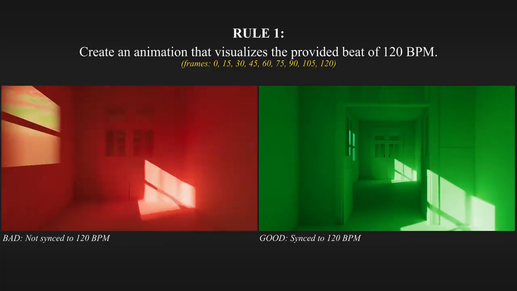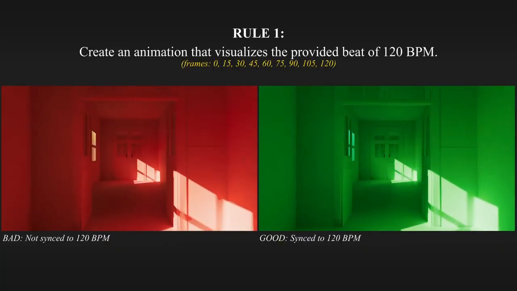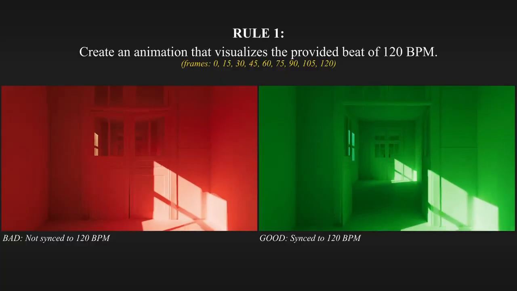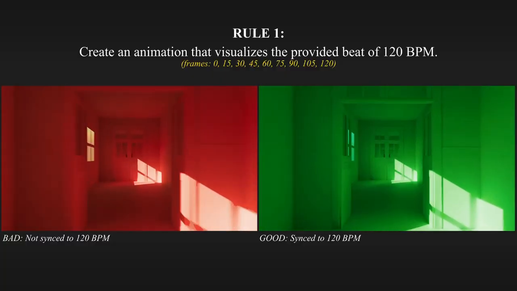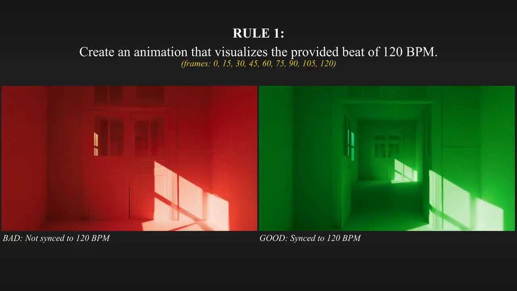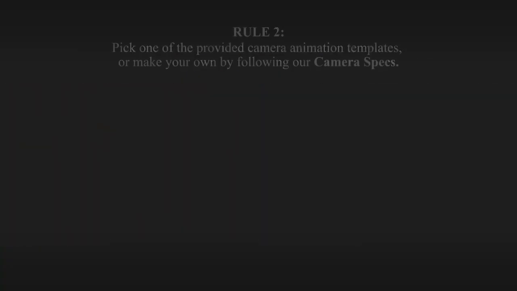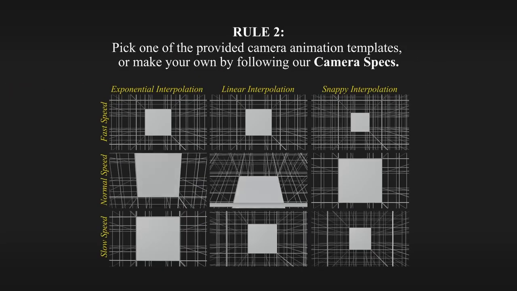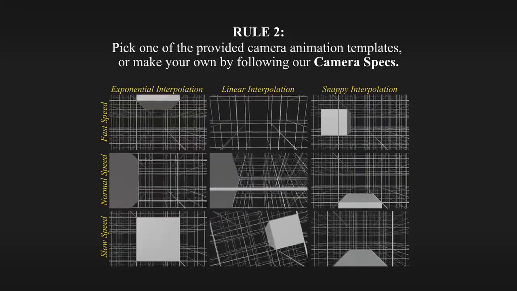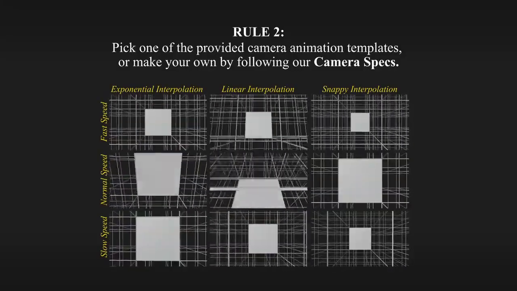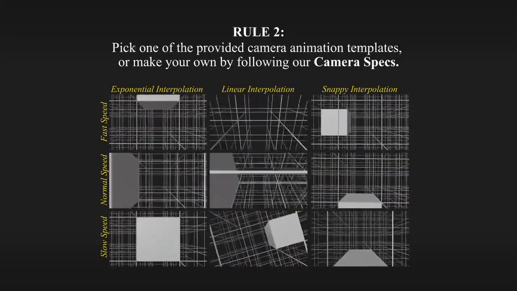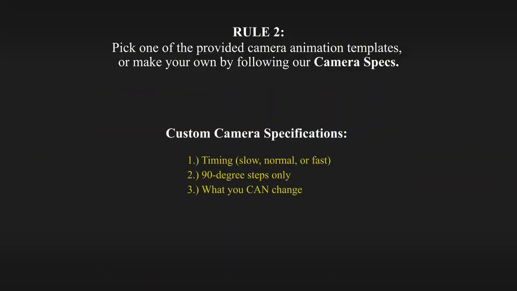Second, we want to make sure that we're sticking to the provided 120 beats per minute. There's no wiggle room on this one, because if we get a bunch of different tempos, none of the art will sync up to the final music, and that's no fun. Rule 2 says to pick one of our camera animation templates, or you can actually make your own this time as long as it follows a couple camera specs. They're the same specs that we followed when making the challenge template, so as long as you do the same, yours will fit right in.